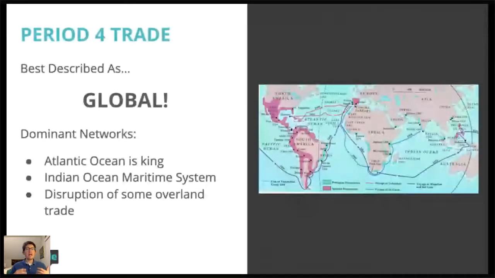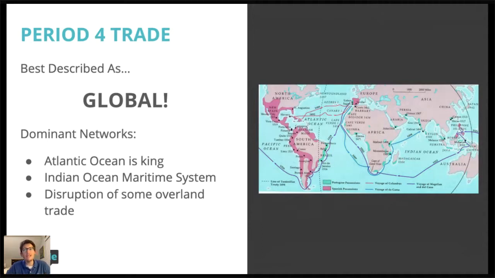First of all, time period 4, we can best describe trade in this time period, not just as transregional, but actually as global. This is the first time that the two hemispheres of the world are going to be connected in trade. This is the beginning of the process of globalization, a process that will be in progress from 1492, when Columbus arrives in the Americas, until today, and it is still ongoing. We're still finding our world becoming more and more closely connected. So trade becomes global in time period 4.